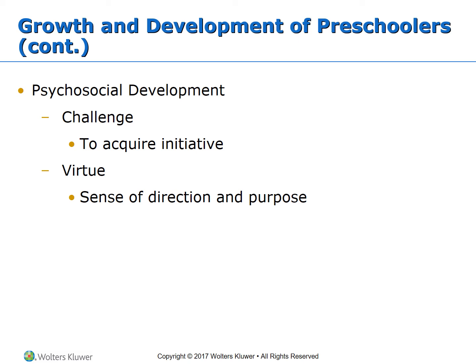Psychosocial development, inquire initiative. Their favorite words are why and how. Their social circle includes friends and adults, and they make up simple games by age 3. The challenge is to acquire initiative, to be able to do things without having to be told. And their virtue is sense of direction and purpose.